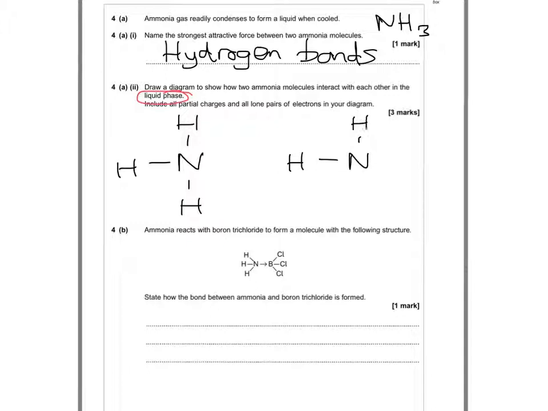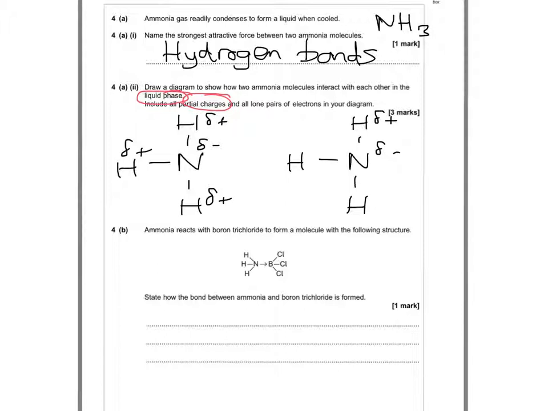If it says 2, I wouldn't recommend that you draw any more, because if you make a mistake you will lose marks. So there's our two ammonia molecules. Include all partial charges. So that's your delta pluses and your delta minuses. Nitrogen is going to be delta minus each time, and then hydrogen is delta plus. You get 1 mark for your correct partial charges.